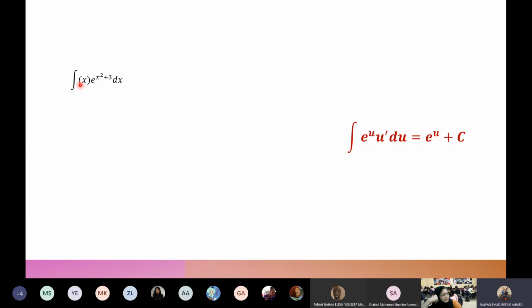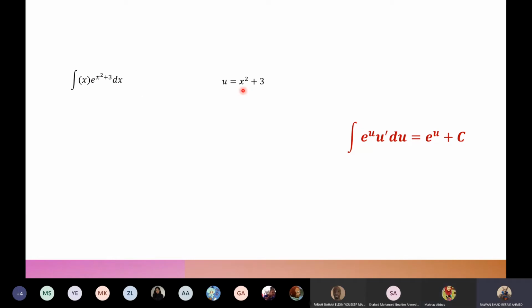Now we have to find its derivative. The derivative of x squared is 2x, and the derivative of 3 is 0. And we have only the value of x. So what's missing? 2. So we're going to write 2 and write half outside the integral, and then just solve it.